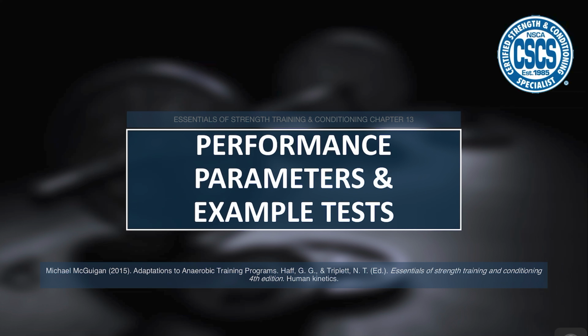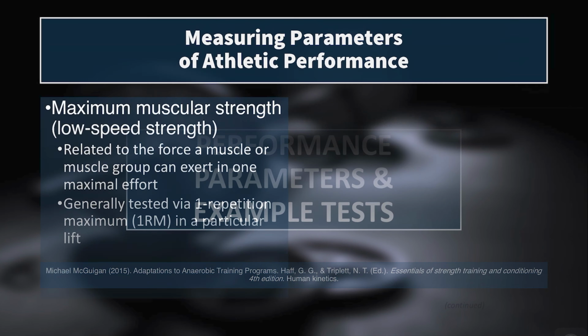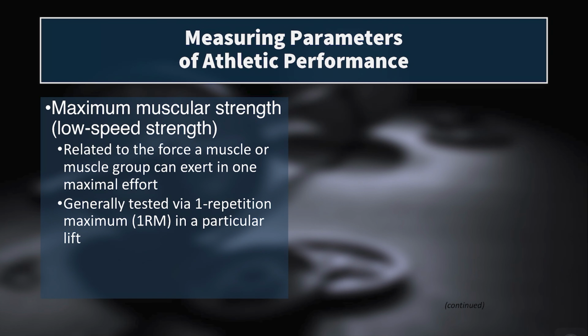Now, in this lecture, we'll be talking about performance parameters and some example tests. The first category we're going to talk about is maximum muscular strength. And I think when most people think about strength testing or testing your athletes in the weight room, this is what they think about. They think about the 1RM back squat or a 1RM bench press. There's actually a lot more to it than that. There are a lot of other tests that we can use to give us better insight into how our athletes are performing, but let's take a look at some of those.